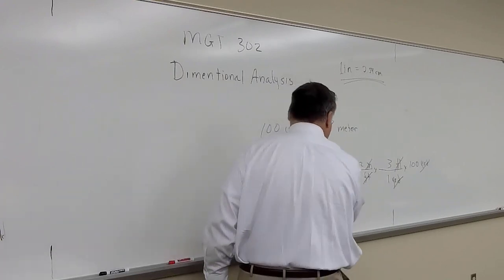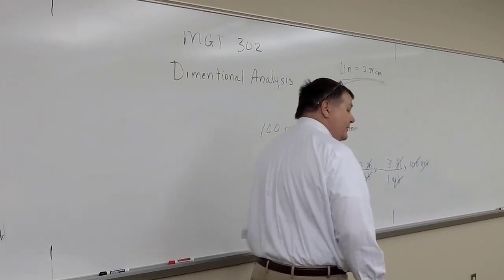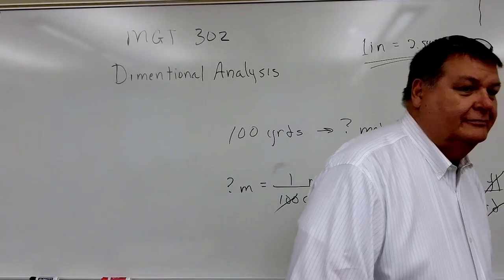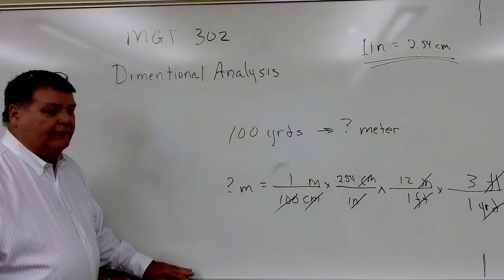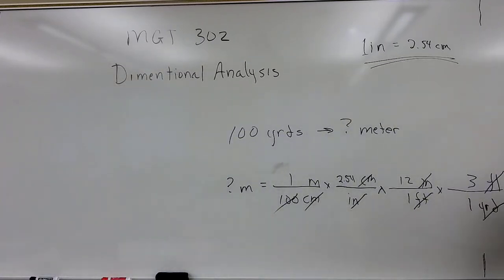Nice convenient thing right here is this and this also cancel. Now all you got to do is multiply 2.54 times 12 times 3. And like I said, if you do this, you get all but 1 point on the test. Now if you get the right answer, you get the additional point. You will have to do this. Memorize this.